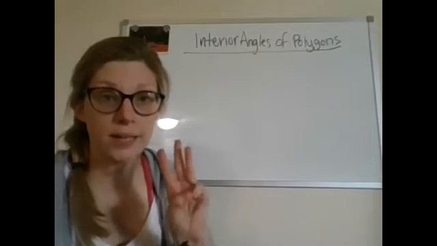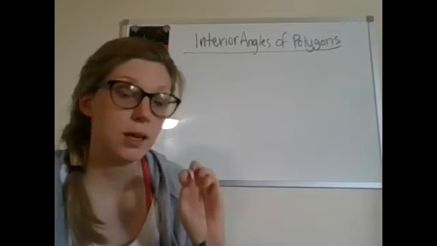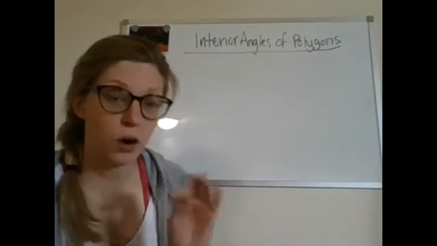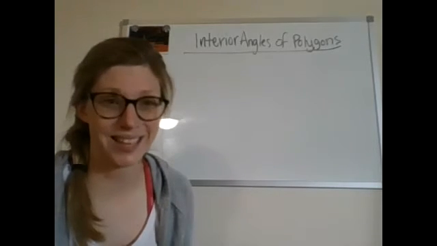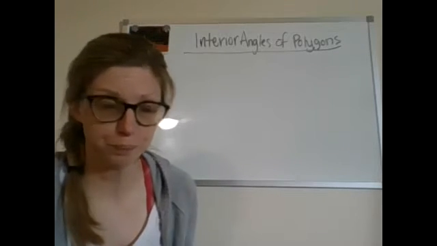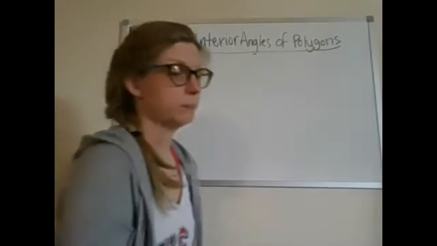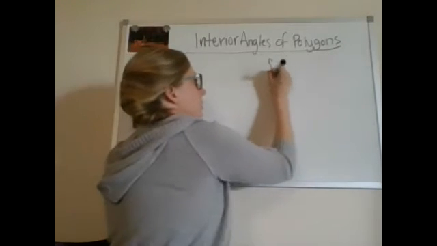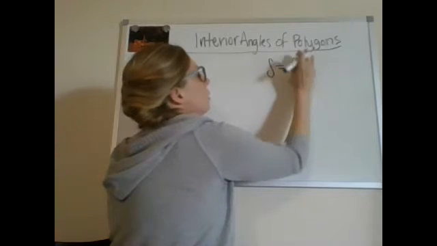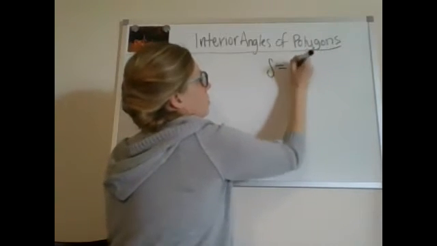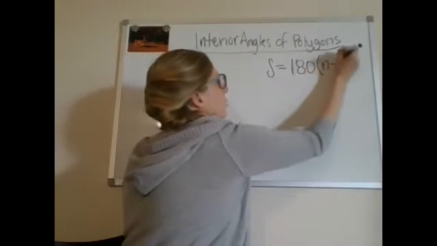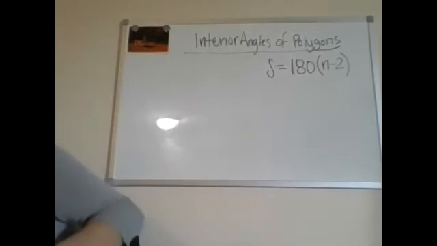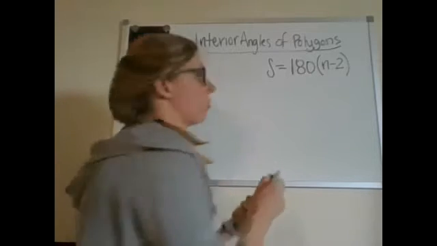Then I'm going to go over 3 examples. They're all 3 a little different, but all the problems I'm going to give you are going to look exactly like one of these examples that I'm going to do, so you know exactly how to set them up and solve them, okay? So first, the formula. The formula is going to be S equals 180 times n minus 2. Okay, that is the formula that we will be using for this section, okay?